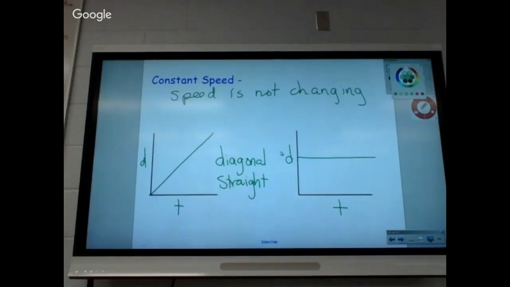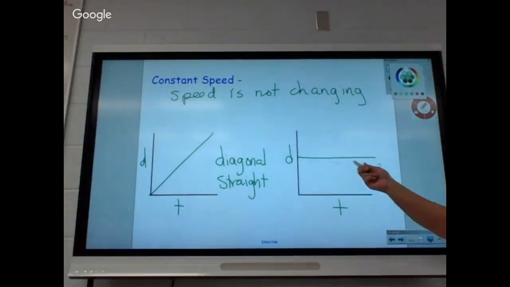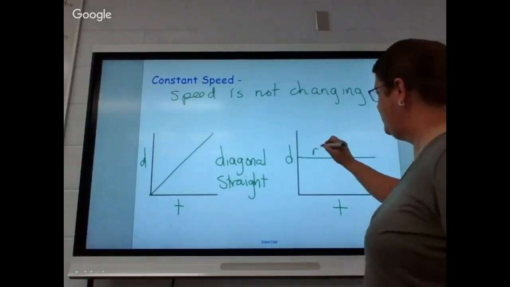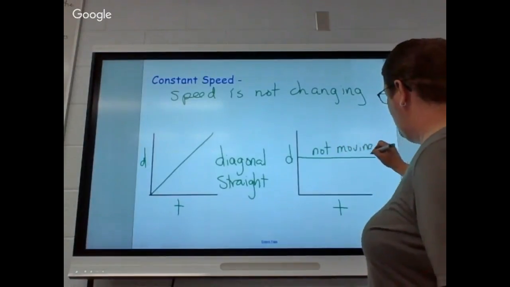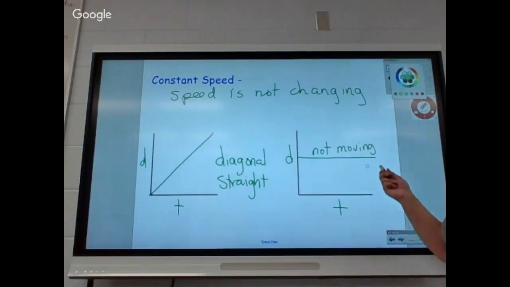What are y'all doing right now? Tell me what distance is doing right here. This is distance on the y-axis. What's that line doing with distance? It's not moving. All right? This means that we are not moving. Y'all are sitting still. This means the car's not going anywhere.